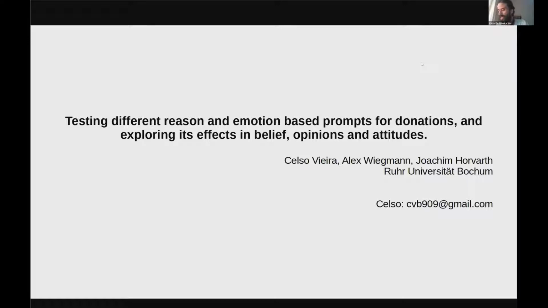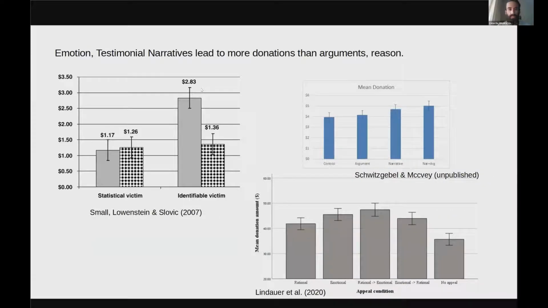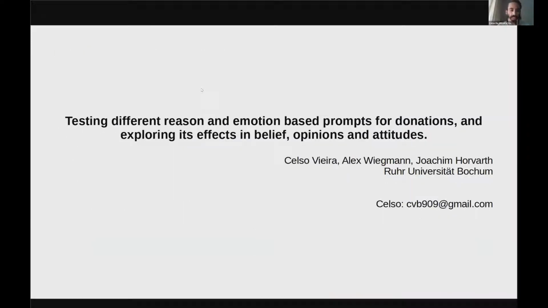I have a little more precise title here. I'm going to talk about testing different reason and emotion-based prompts for donations and exploring its effects on beliefs, opinions, and attitudes. The exploring is really important because I'm exploring the data more than presenting something that is really certain, because it is still a work in progress, as you're going to see.